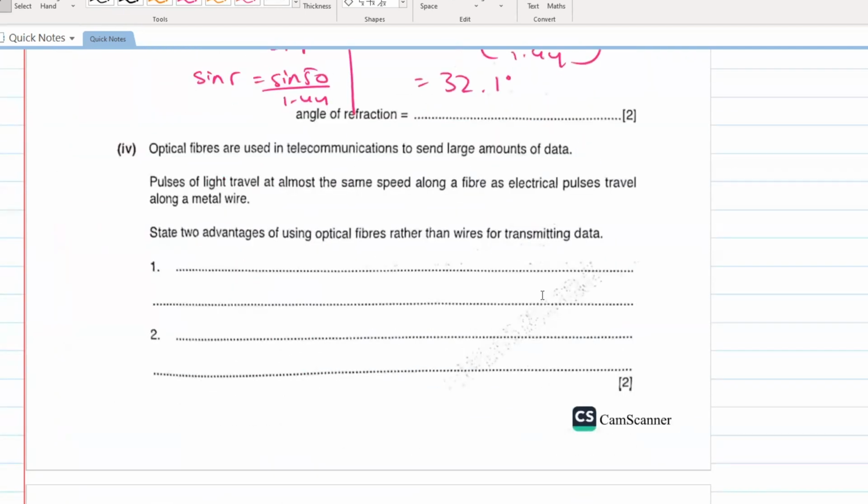Optical fibers are used in telecommunications to send large amounts of data. State two advantages of using optical fibers rather than wires for transmitting data. More secure, more privacy, or more security, you can say. And secondly, optical fiber cables are much lighter compared to other types of cables. Let's move on to the next question.